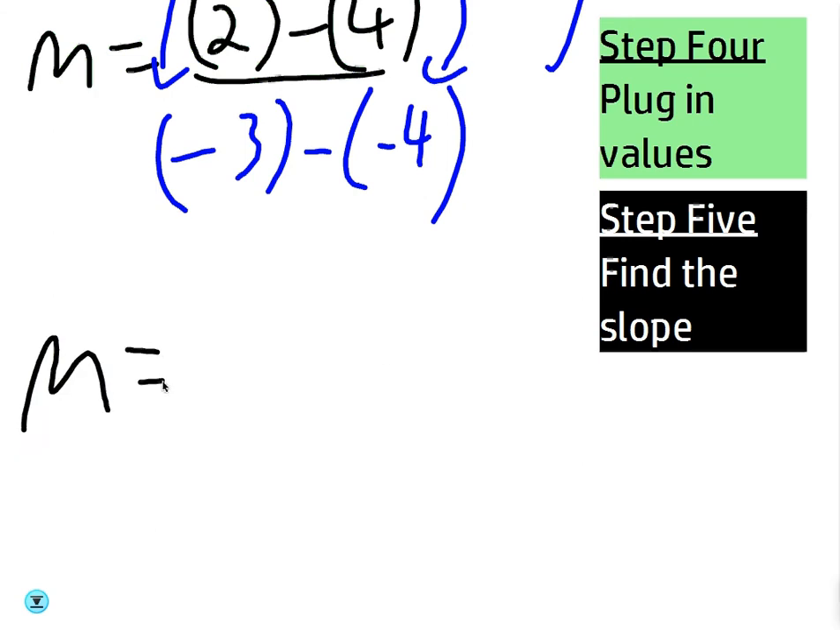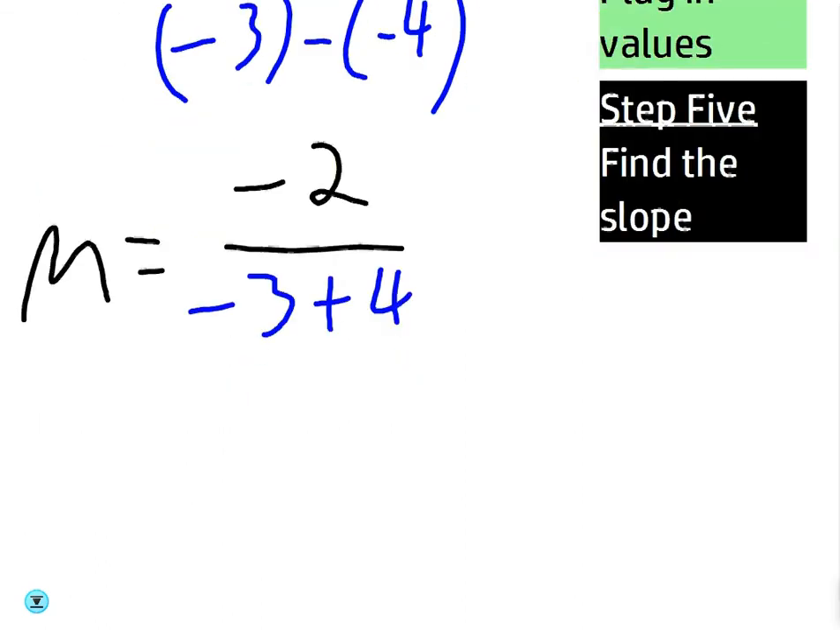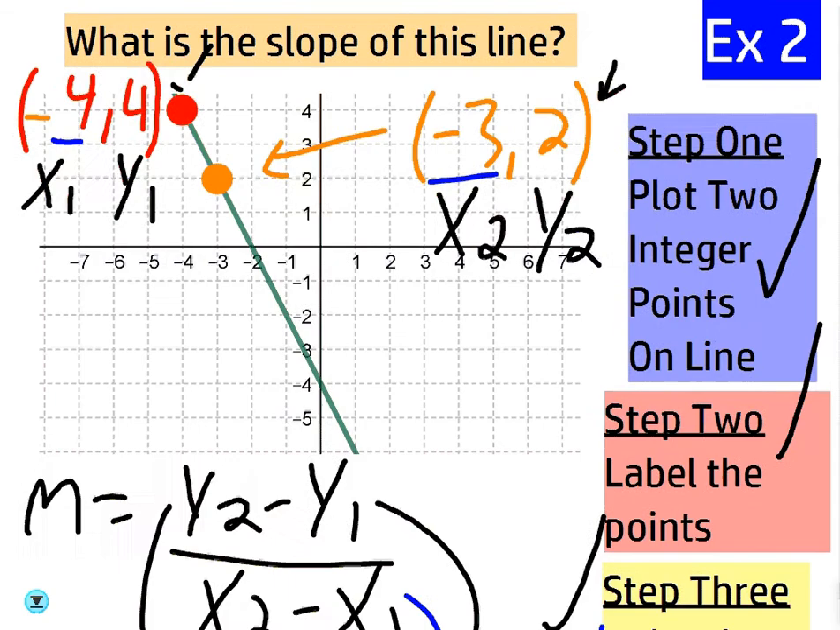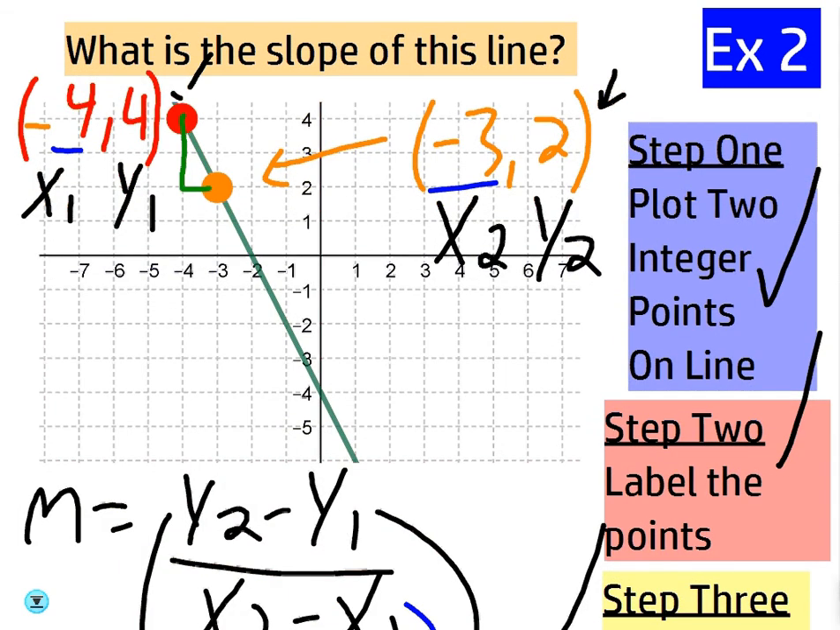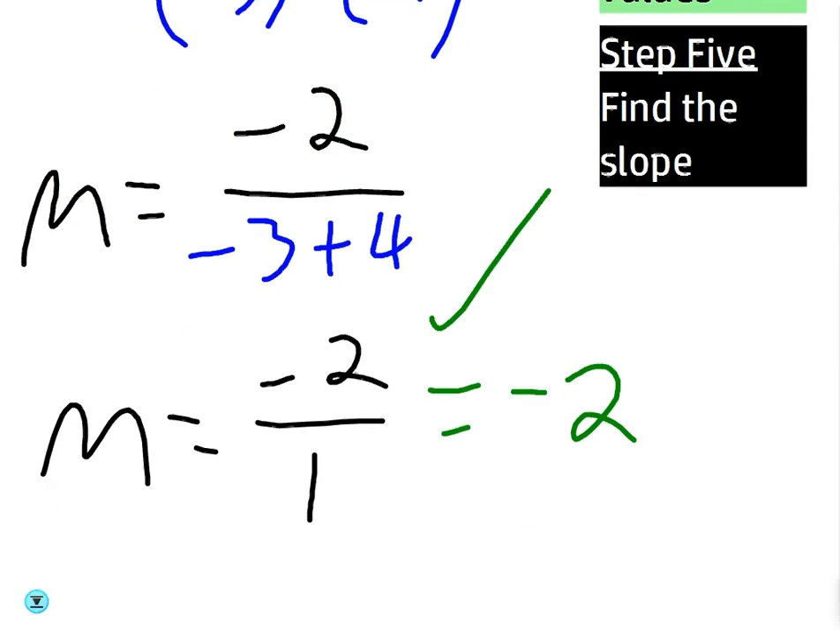What's 2 minus 4? Negative 2. I'm going to go ahead and do this in 2 steps. So minus negative 4 becomes positive 4. And then finally, we get negative 2 over what's negative 3 plus 4? 1. Which, if you want to simplify, would be negative 2. But anyways, you can kind of see that it does go down 2 over 1. Okay? But again, this is kind of like a transitional lesson because graphically, normally, it's easier just to go down and over. But on Monday, I'll just be giving you 2 points, and some of them will be far away from each other. It's just easier to plug into the formula.